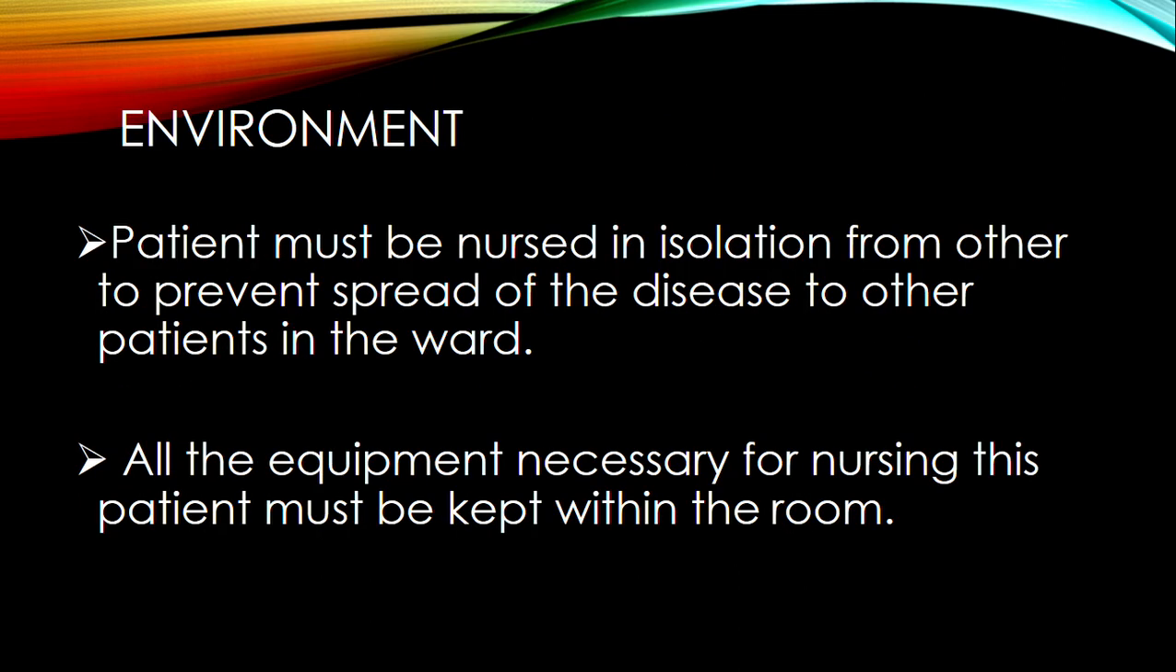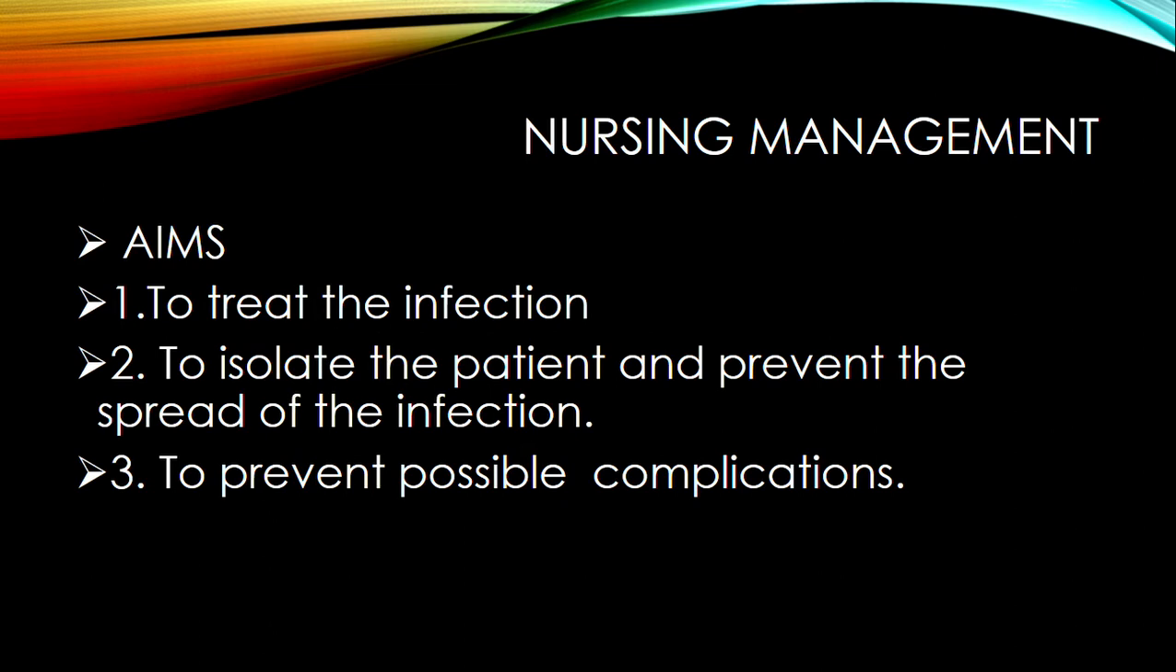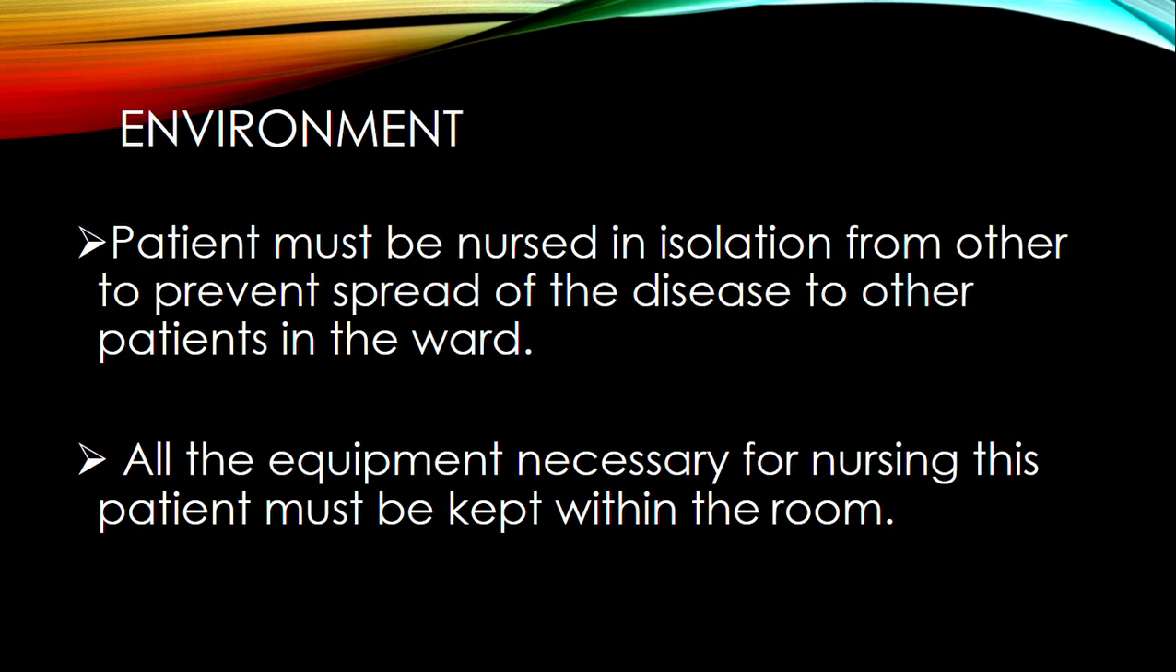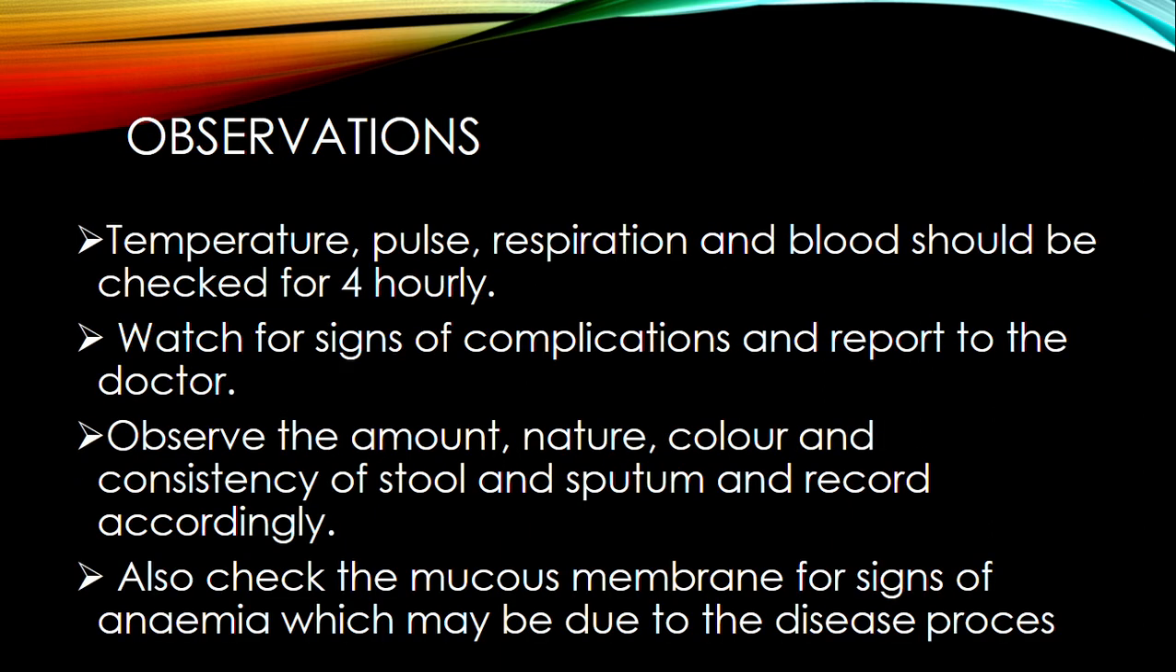First and foremost, we've talked about the aims. When it comes to the environment, we have to make sure that the patient is isolated. Why are we isolating the patient? It's because we want to prevent the spread of the infection. Then we want to make sure that in the environment, all the necessary equipment is there to avoid moving up and down. So make sure that the vital signs chart is there, the emergency trolley is there, and all the things that we need are present in the room.